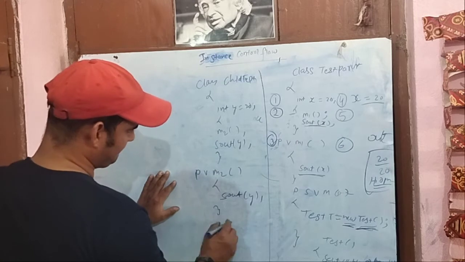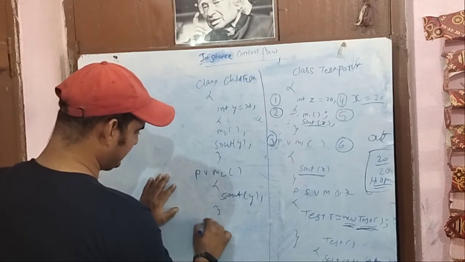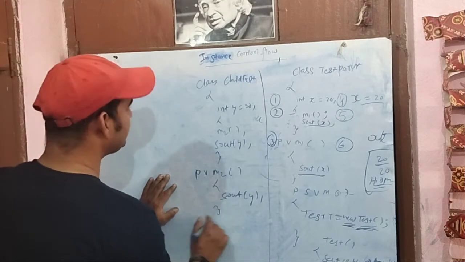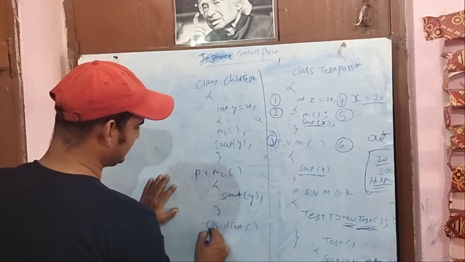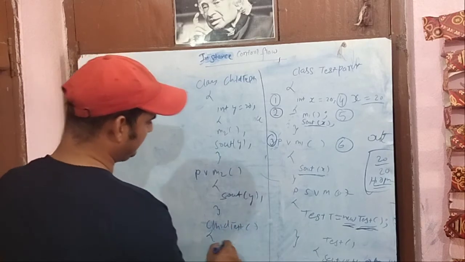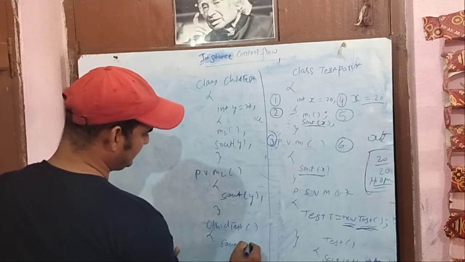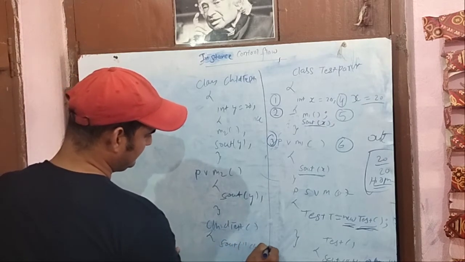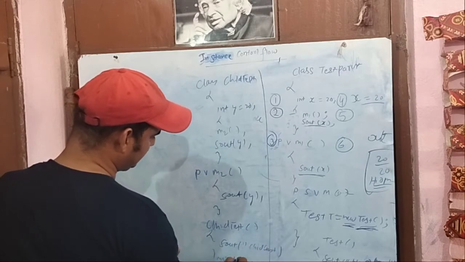Now let's suppose there is also a main method, public static. Before the main method let me give the constructor. So Child Test, this is the constructor, and inside this we have System.out.println of "child constructor", and after that the main method is there. Let's suppose the main method is there.